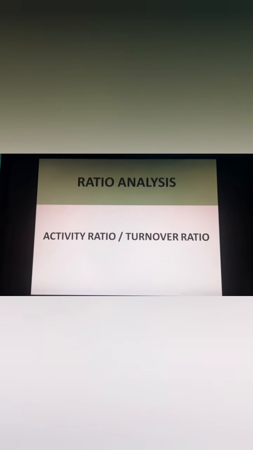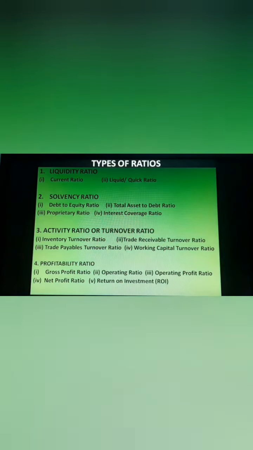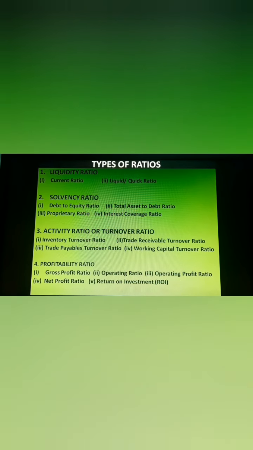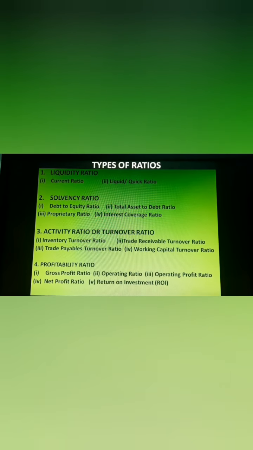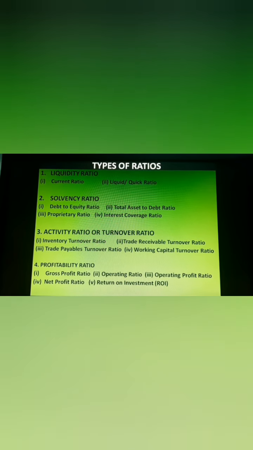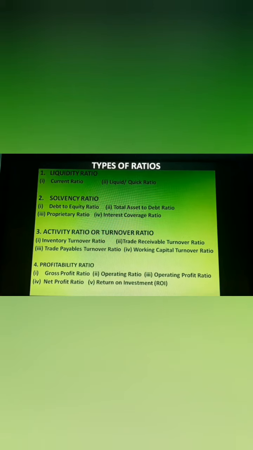There are 4 types of activity ratio. Let us learn what these ratios are. Children, the ratio which we are going to discuss today is activity ratio, which is also known as turnover ratio. Let us first of all review the previous ratios which we have discussed. The first one is liquidity ratio. The second one is solvency ratio, the third one is activity ratio, and the fourth one is profitability ratio. We have already finished liquidity ratio and solvency ratio, and in today's class we will discuss the activity ratio.